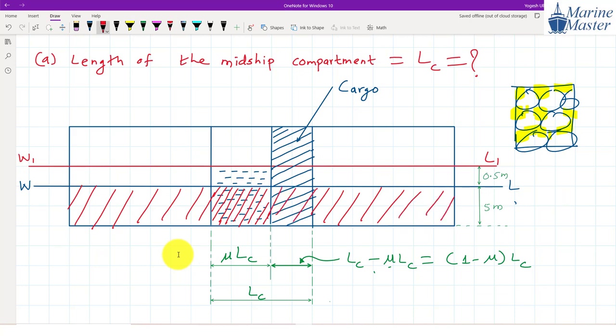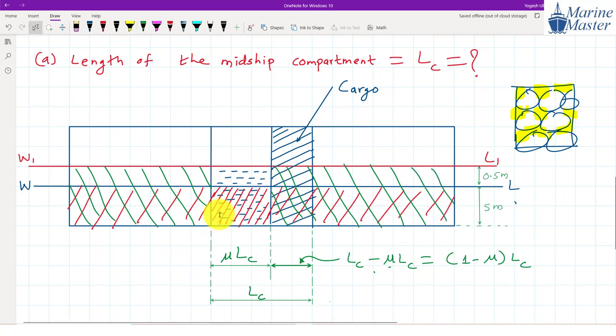But now, in the second scenario, guys, which part is responsible for the buoyancy? This portion that I am showing in green is responsible for the buoyancy. Now, guys, getting my point? Which portion is responsible for the buoyancy now?